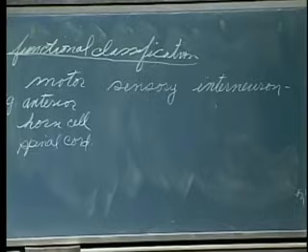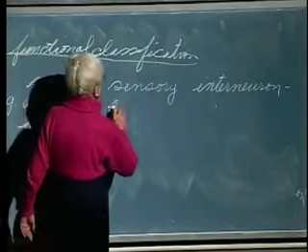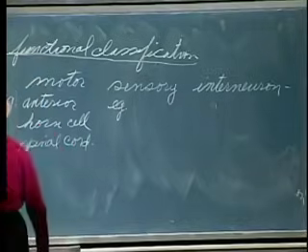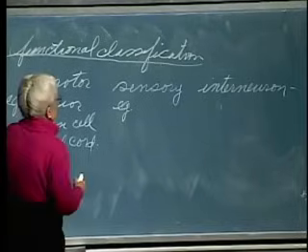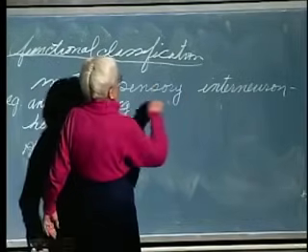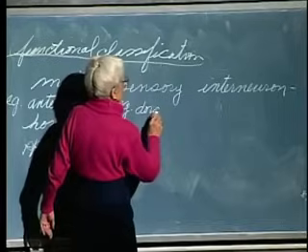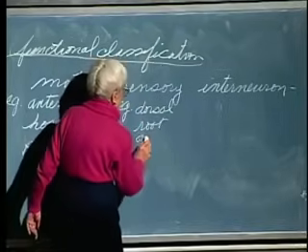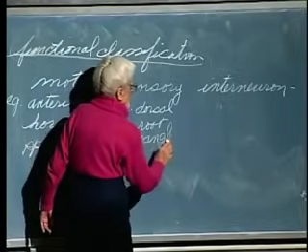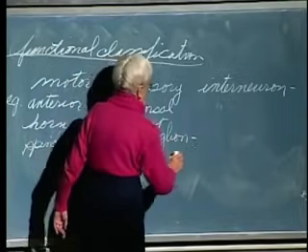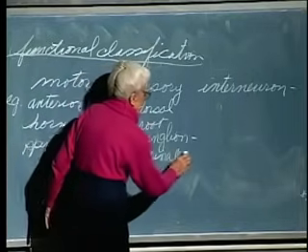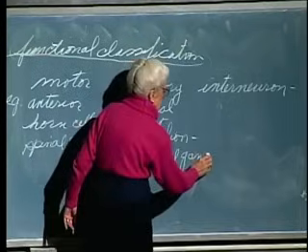Sensory. Example of sensory, once again, I'll use the same one. Your dorsal root ganglion. Everything coming into your spinal cord passes through the dorsal root ganglion. These are also called spinal ganglia, collectively.